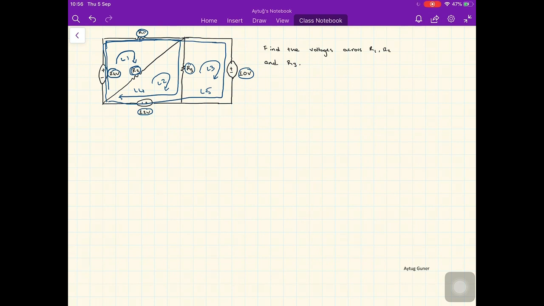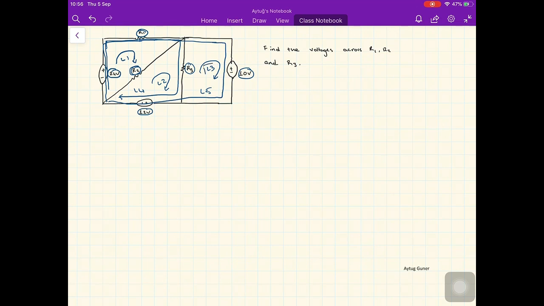So we actually have many loops in this circuit, but we have only 3 unknowns. These are the voltages across R1, R2 and R3. So we can find these voltages by solving 3 equations. I will take 3 loops and solve for the voltages across R1, R2 and R3.